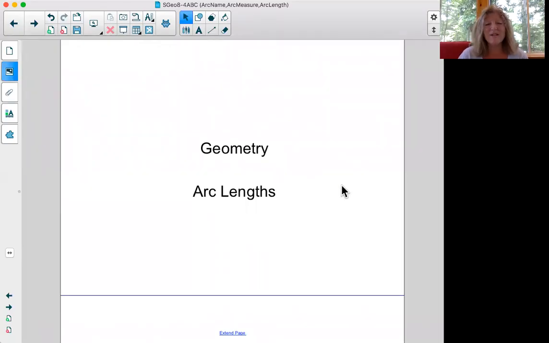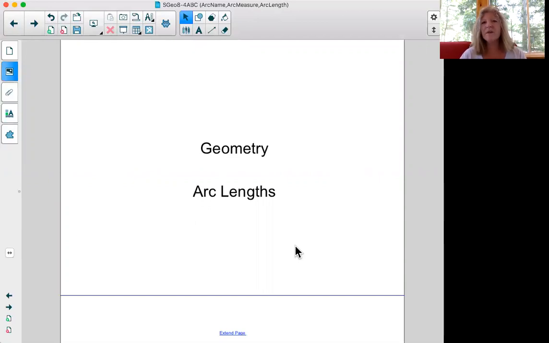Hello, geometry students. Today we're going to find the length of the arcs of circles. And by length, I mean if we put a string down on that arc and then took it off and pulled it open and put that on a ruler, how long would it be? So that's different than the measurement of the arc of a circle.